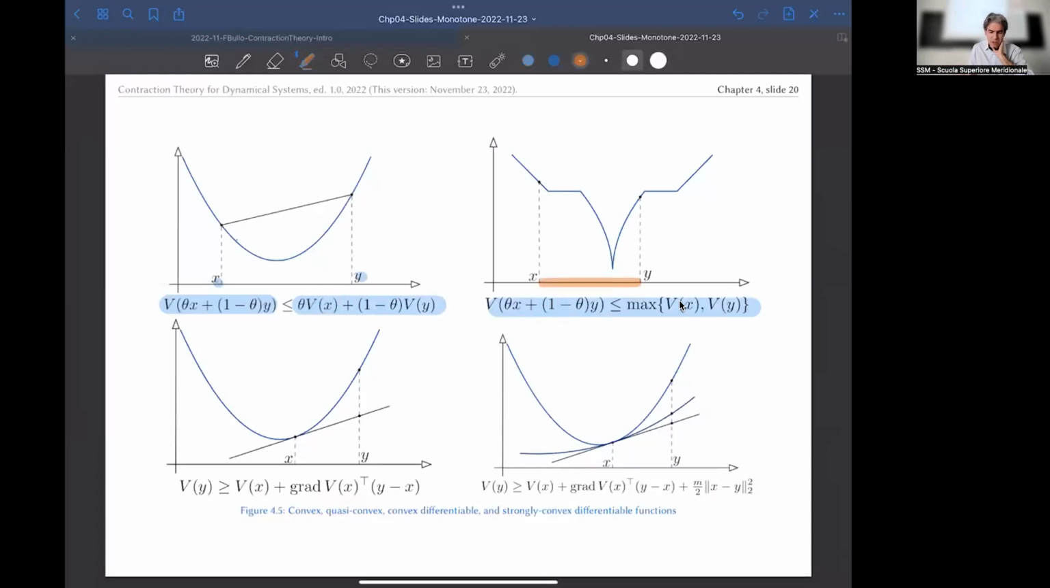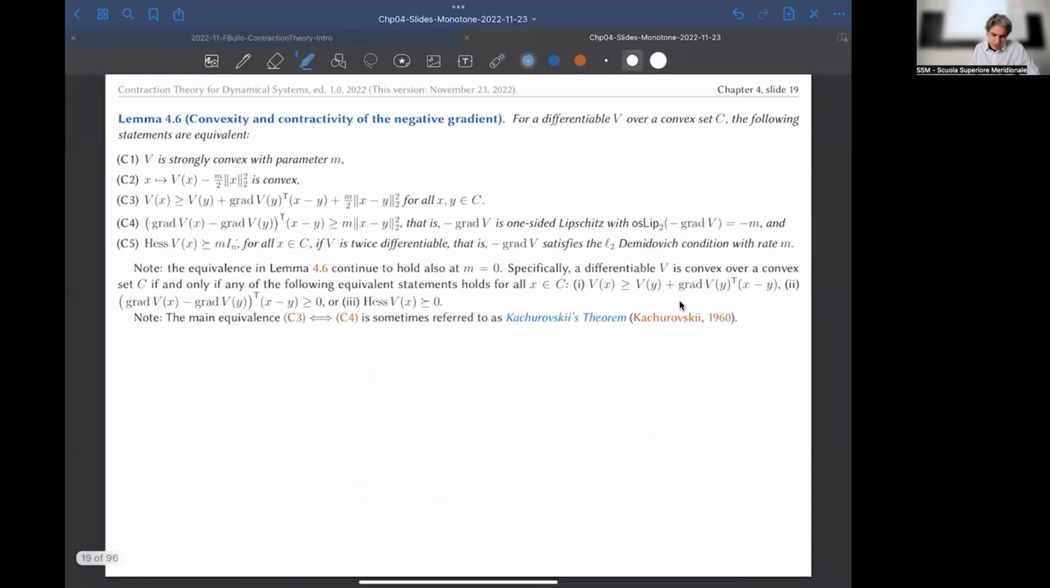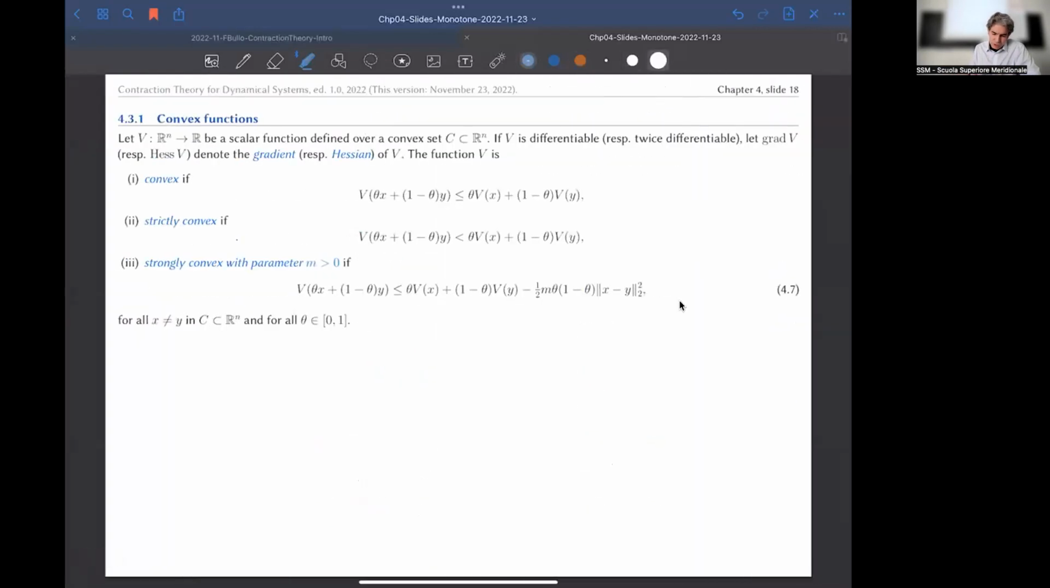I won't have time to talk about quasi-convex functions, but let me go back to the definitions here. Convexity is this upper bound, and it is a weak inequality: it's less than or equal to. For example, even a straight line is a convex function.